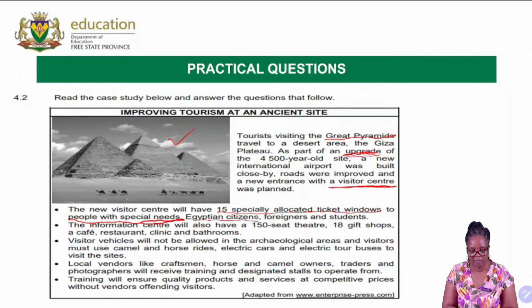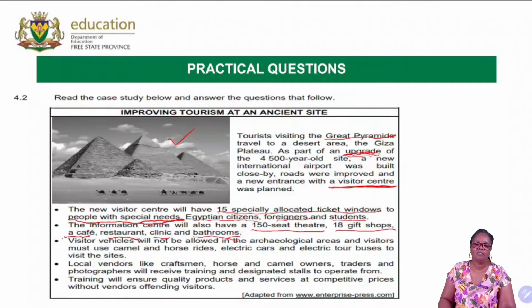Egyptian citizens, foreigners, and students, all have 15 ticket windows. The information center will also have a 150 seat theater, 18 gift shops. No overcrowding, there are 18 gift shops. You can choose whatever you want. A cafe, restaurant, clinic, and bathroom. So about the clinic, if you get sick there, you know that you are at a safe attraction.